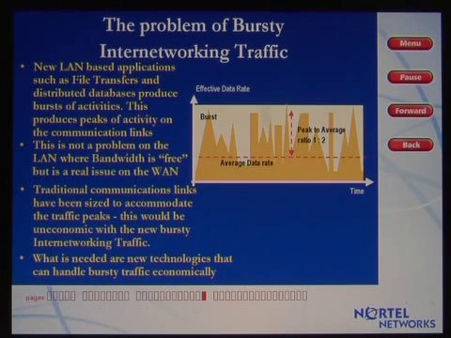A measure of the burstiness of a traffic source is often given as the peak to average ratio. This is a measure of the difference between the maximum instantaneous data transfer rate and the average. The higher the ratio, the more bursty the traffic.